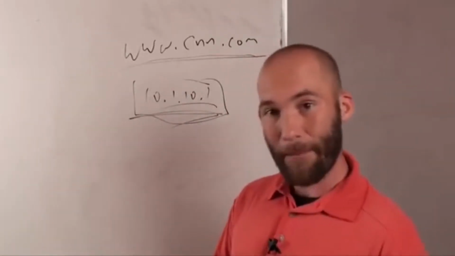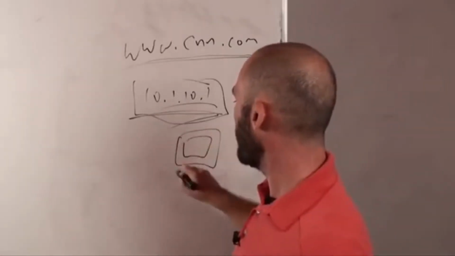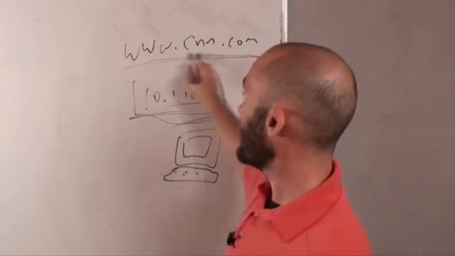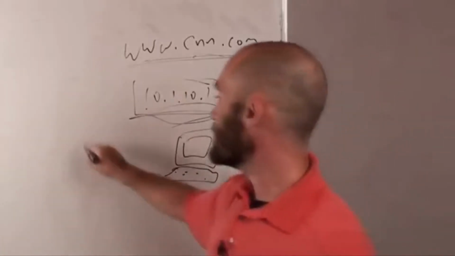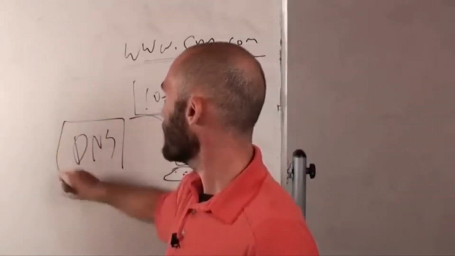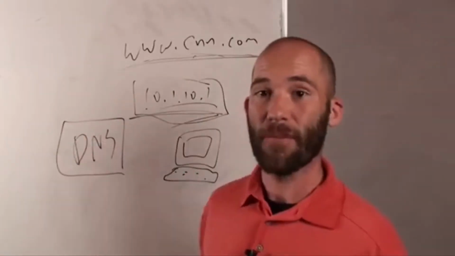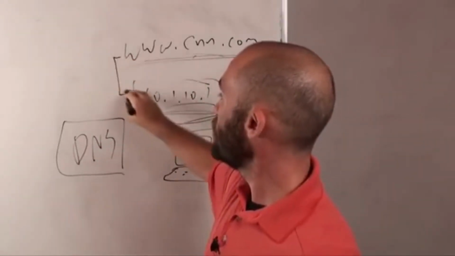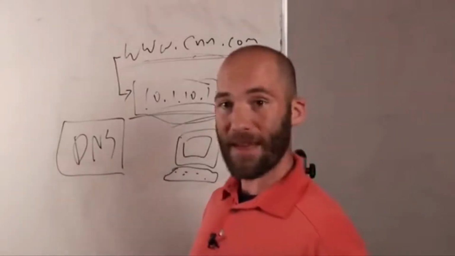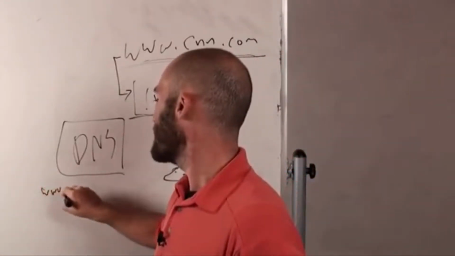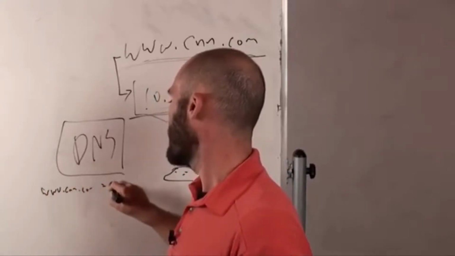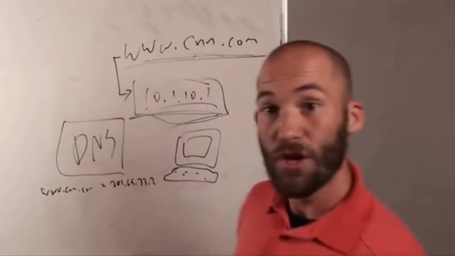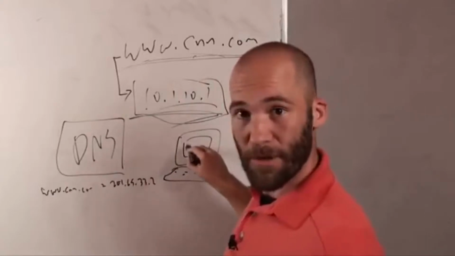So what happens is you have your computer, and your computer only cares about an IP address. But you want to plug in something like CNN.com. This is where something called a DNS server comes into play. This is called a domain name server. What domain name servers do is they map domain names to IP addresses. So within this domain name server, it will say www.cnn.com equals 201.65.33.2.